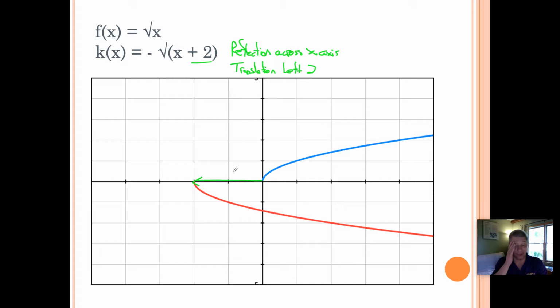And so that is the transformation of k of x from f of x. If f of x equals the square root of x, then k of x equals, in this case, negative the square root of the quantity x plus 2. So that is where I'm going to end this first of 2 videos on graphical transformations. Stay tuned for video number 2, and I hope you learned something.